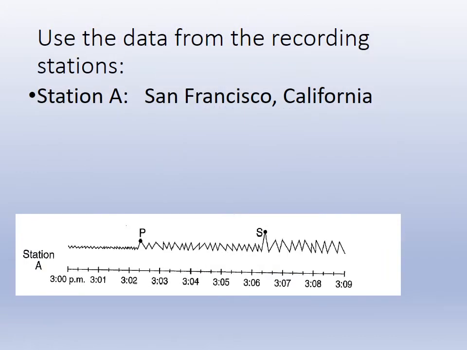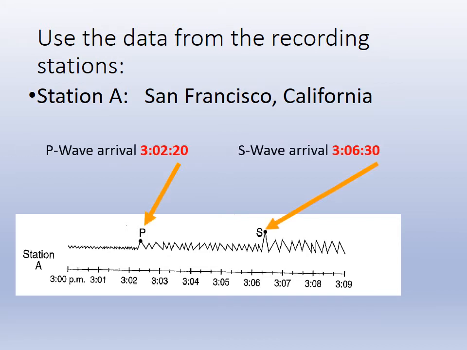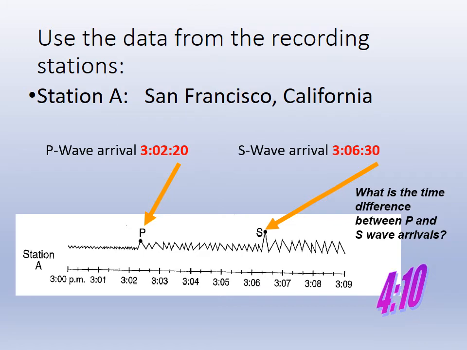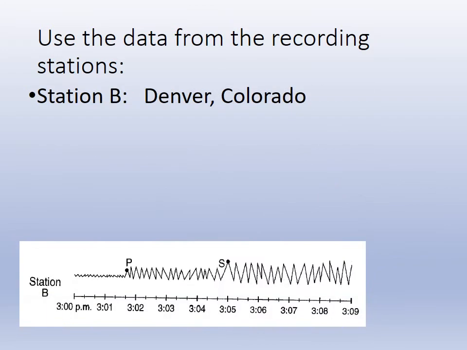Station A was data taken from San Francisco. You get the arrival times and then the time difference. In this case, the time difference is 4:10. Denver, Colorado was station B. Again, you need 3 stations to determine the epicenter. We'll see that soon.